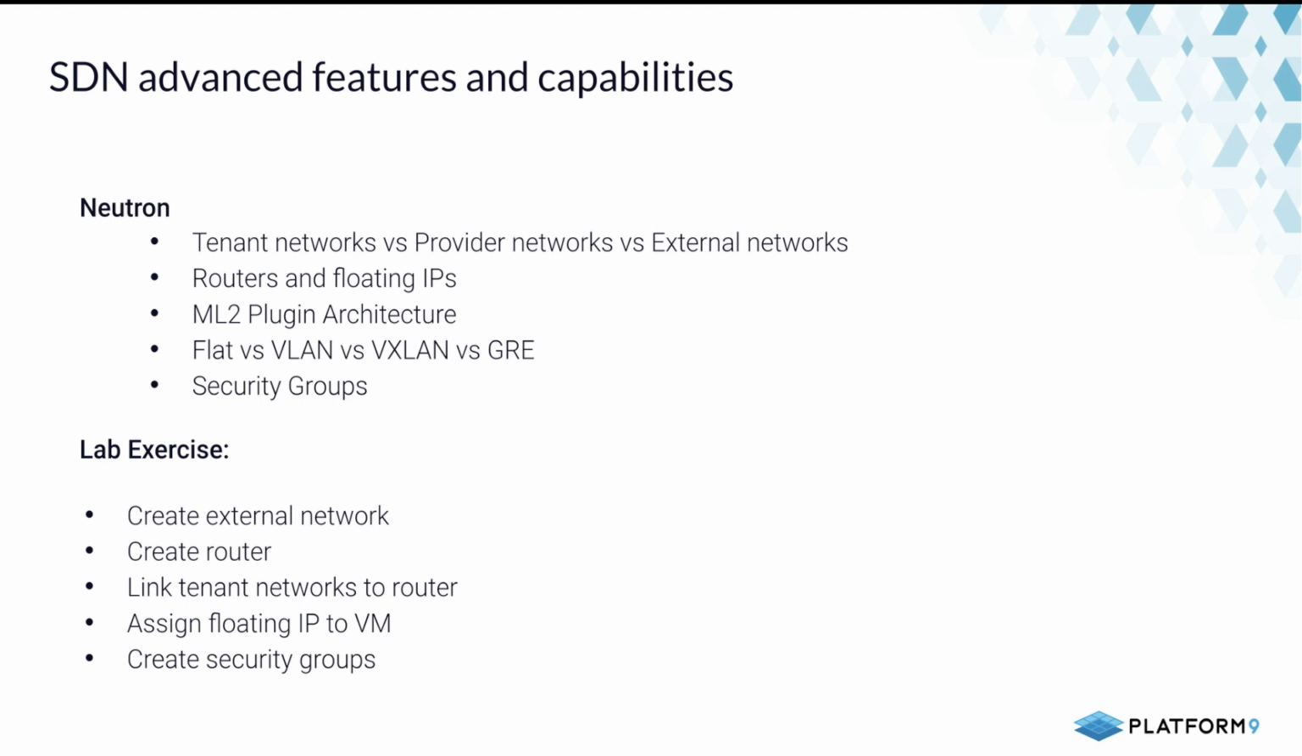Tenant networks are meant to be private to a given tenant and are generally created by a user or group of users within a tenant. Without a Neutron router, these networks are isolated from one another so that the virtual machines created within these networks cannot route traffic outside of the network.